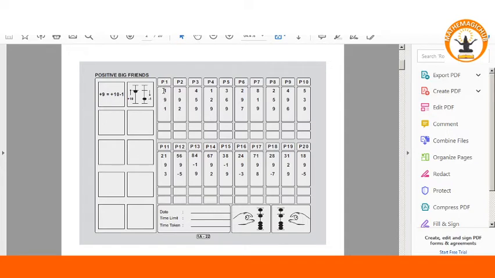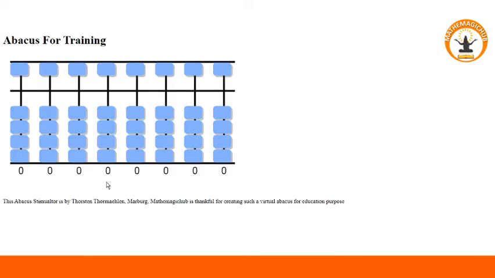So the sum is 1 add 9 add 1. So for 1 we will take 1 bead up. For 9 we will take add 10 less 1, and for 1 we will take add 1. So the answer is 11.